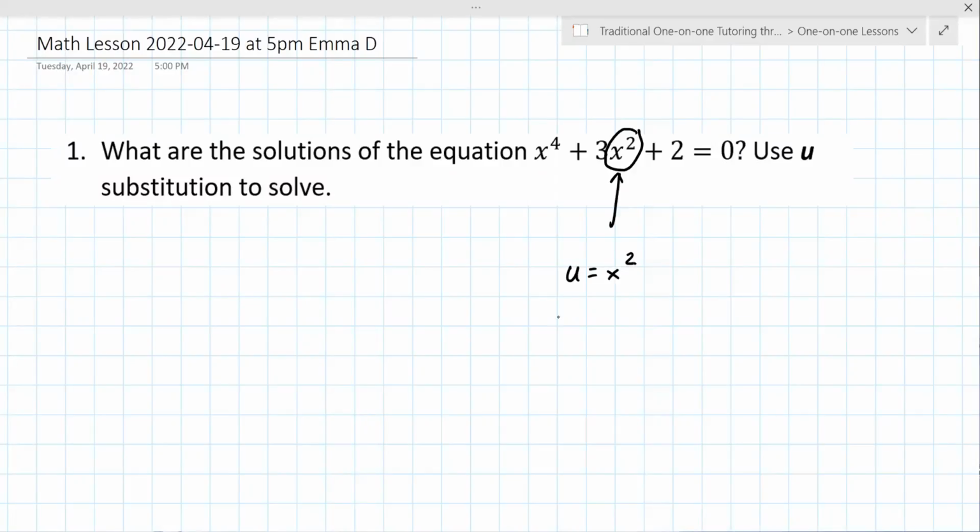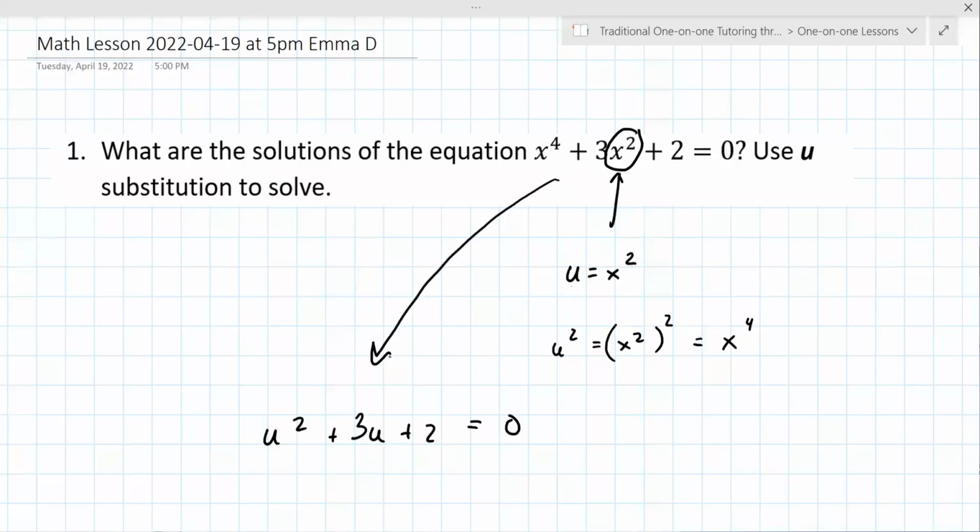Okay. And if you square u, then you have to square the other side, and that becomes x to the fourth. So you actually are substituting for two things. You're replacing this middle term, it becomes 3u because x squared is u, but this x to the fourth is u squared. So you've got u squared plus 3u plus 2 equals 0. Do you follow how that transformation took place?